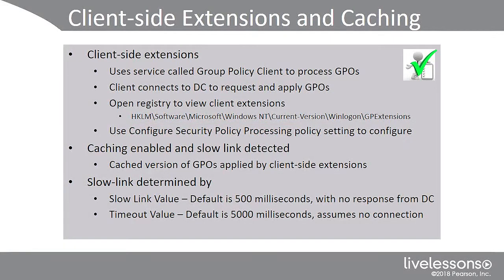Now, more on slow link detection. You can also enable caching, and when caching is enabled and a client detects a slow link, a cached version of the GPOs is going to be applied by the client-side extensions. And to determine whether or not it's considered a slow link, we have two values that it's going to take into consideration. The first is slow link value. The default is 500 milliseconds. If there's no response from the DC within 500 milliseconds, that's issue A. Issue B is a timeout value, which has a 5,000 millisecond default. It's going to assume after that point in time that there's no connection, and it will at that point use the cached client-side extensions if you've enabled caching.